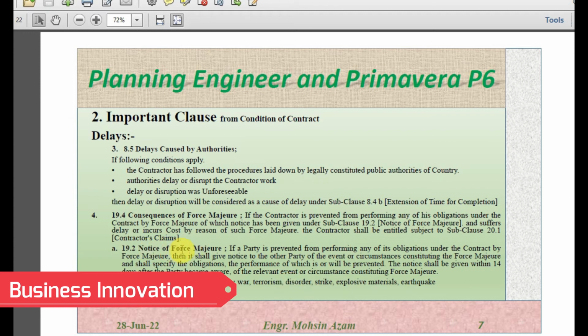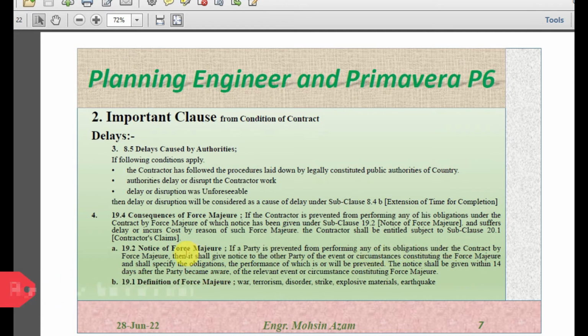And 19.2 is the notice of force majeure. If a party is prevented from performing any of its obligations under the contract by force majeure, then it shall give notice to the other party of the event or circumstances constituting the force majeure, and shall specify the obligation, the performance of which is or will be prevented. The notice should be given within 14 days after the party became aware. So the party which is affected by the force majeure should give notice within 14 days when it becomes aware of the event.